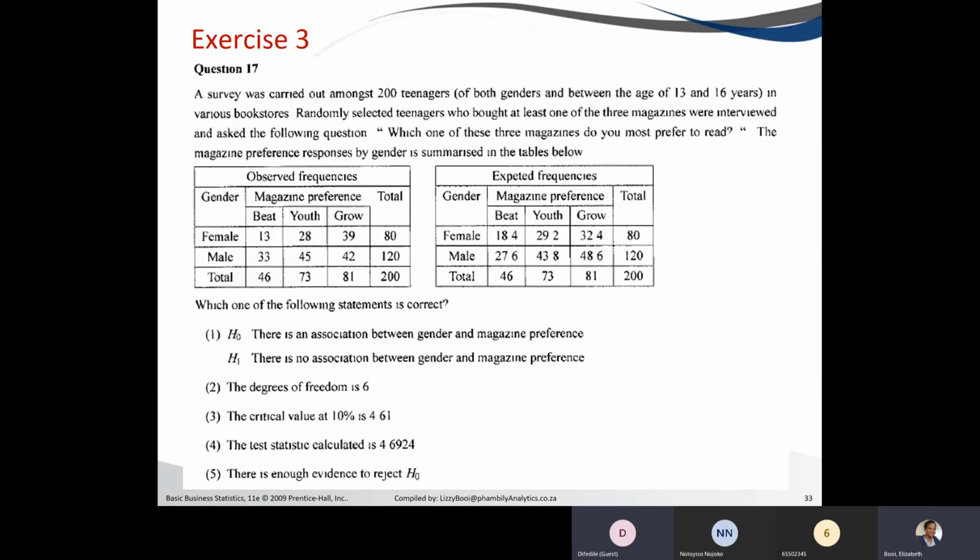This is another example from your past exam paper. We have 10 more minutes. I just want to give you hints on how to tackle this kind of question. They save you time because they calculated the expected frequencies on this one. All you need to do is understand how to state the null hypothesis, because that's what they're asking you to state.